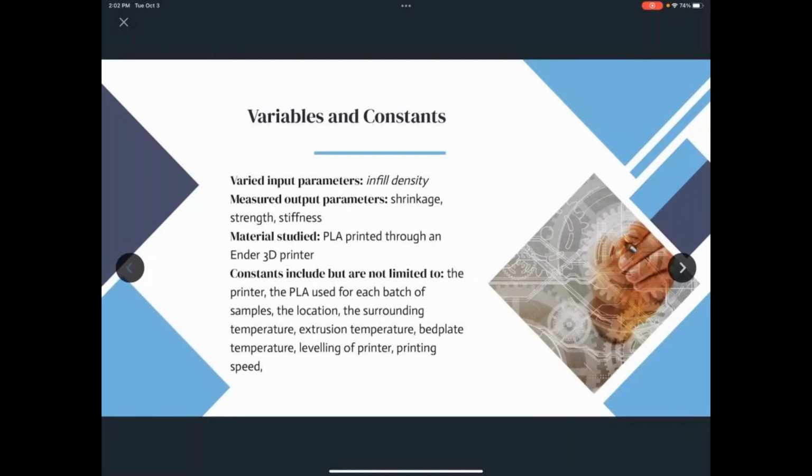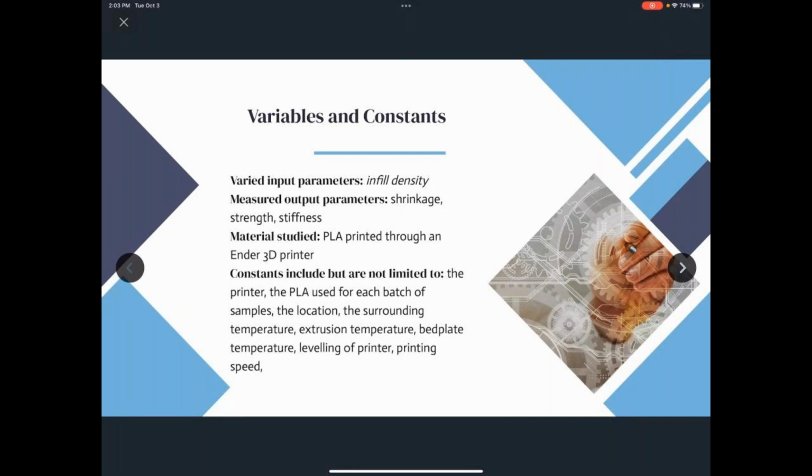Now we're going to dive into the variables and constants of our research. The varied input parameter was the infill density. We chose three different infill densities: 25 percent, 50 percent, and 100 percent. The measured parameters were shrinkage, as well as strength and stiffness. Moreover, the material studied was PLA printed through a type of printer called the Ender 3D printer.